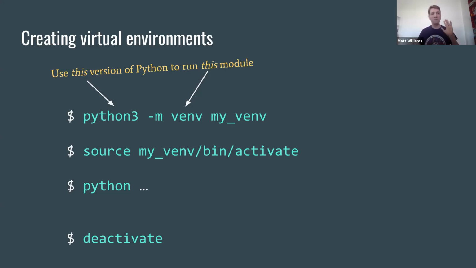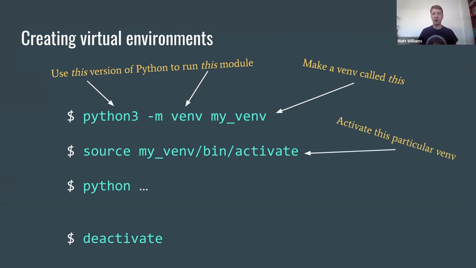You tell it to run the venv module, and you tell it to make a directory called, in this case, my_venv. You can call it whatever you want. It's just a directory sitting on your computer. It's going to do some magic, create the virtual environment, and that directory is the virtual environment as far as we're concerned. You then source a particular script inside that virtual environment, and that does a little bit of magic to make it so that that virtual environment is the active one.